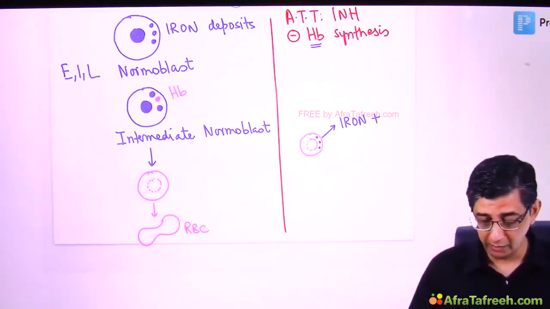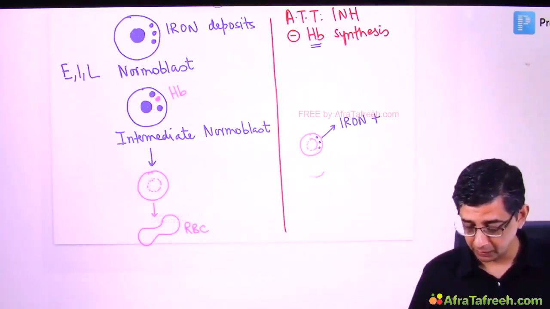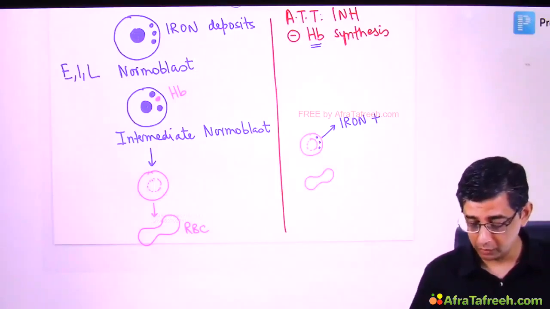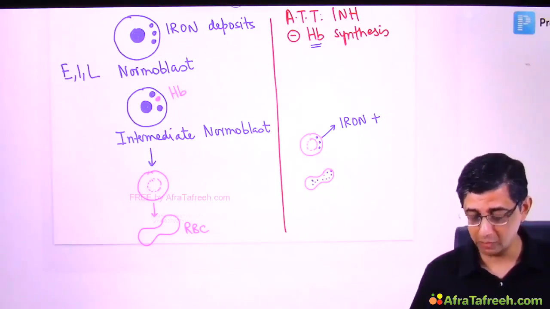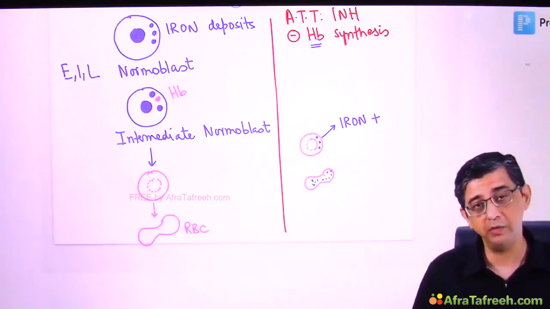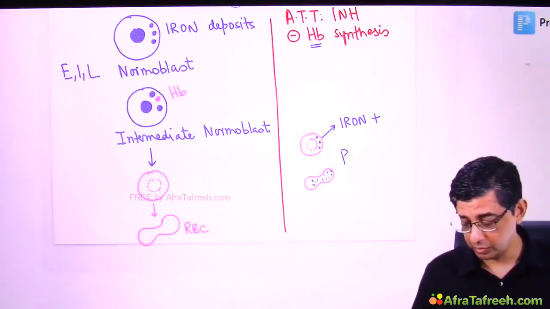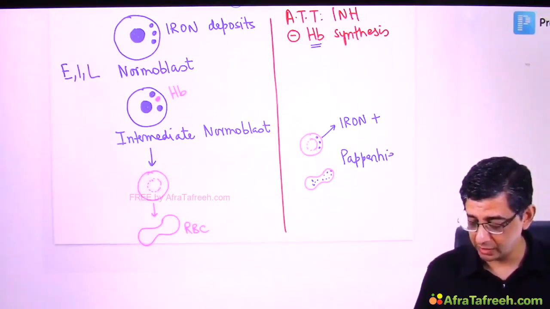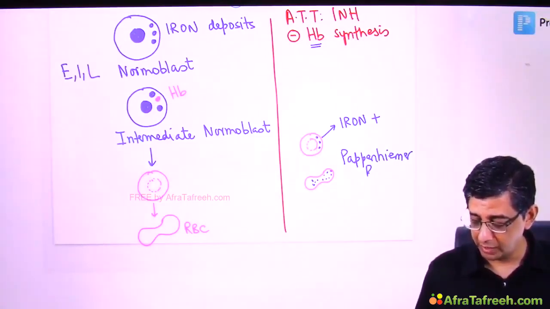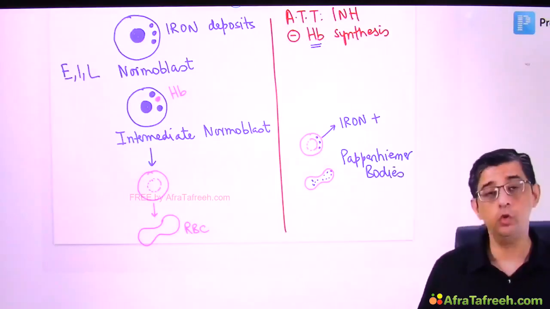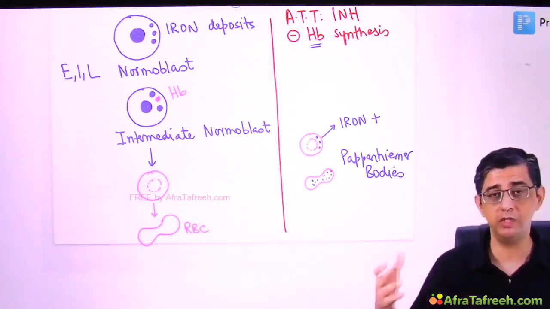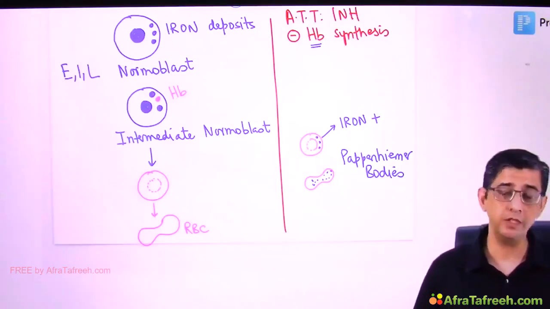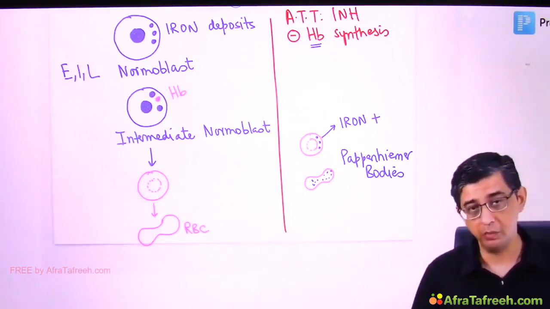Therefore, the red blood cell that will be formed in this condition will not only be relatively smaller, so microcytic hypochromic, but will also have iron deposits present, whereas normally we don't see iron deposits inside the RBC. From the pathology domain, these iron deposits inside the red blood cell are called Pappenheimer bodies and are not to be confused with Howell-Jolly bodies, which are single dots towards the periphery, whereas Pappenheimer bodies can be multiple and towards the center, though obviously you require special stains to differentiate between the two.